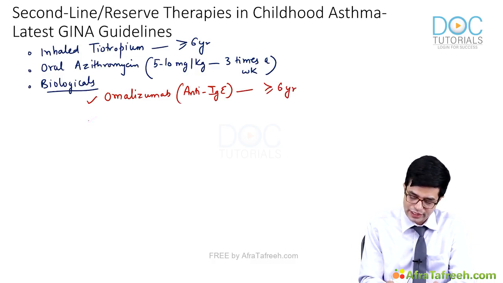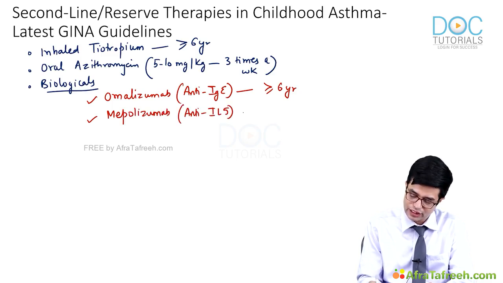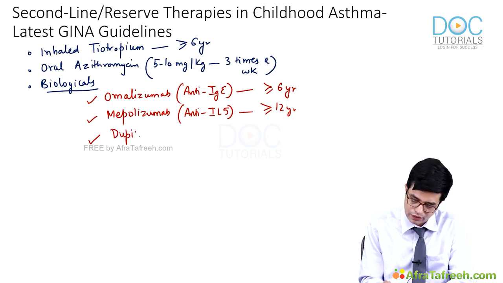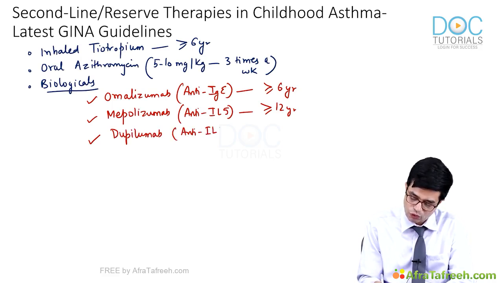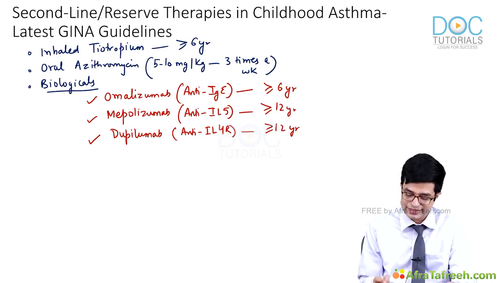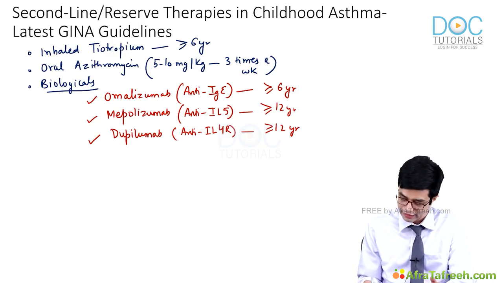You can try mepolizumab, which is anti-interleukin 5 in children equal to or more than 12 years of age, and you can try dupilumab, which is anti-interleukin 4 receptor, again in children equal to or more than 12 years of age. So these are the second line agents which you can try.